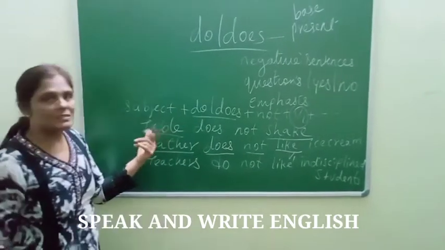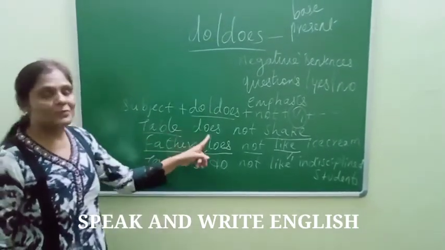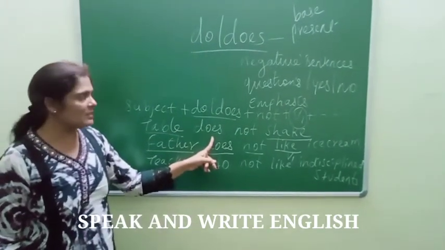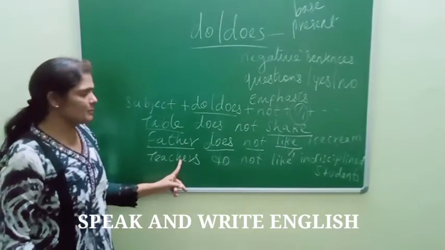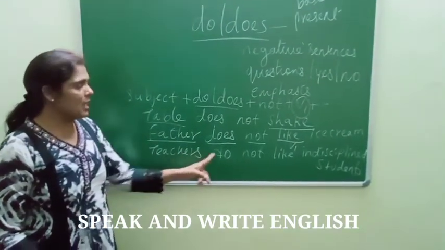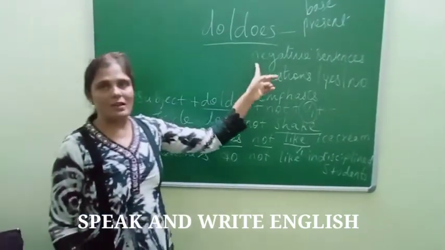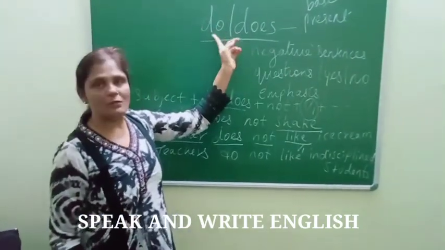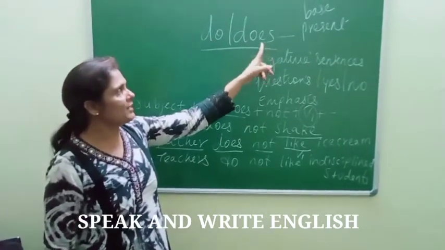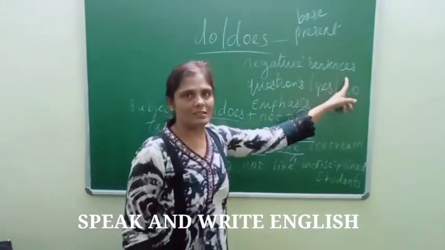If the subject is there in the singular, make use of the auxiliary does, and if the subject is there in the plural, make use of the auxiliary do. Now we have understood about the usage of the auxiliary do and does in the negative sentences.